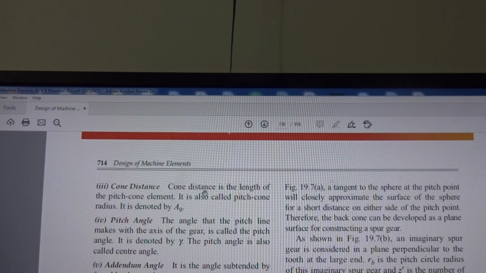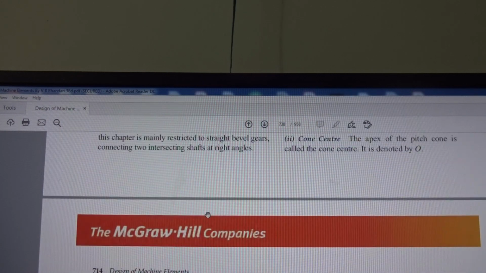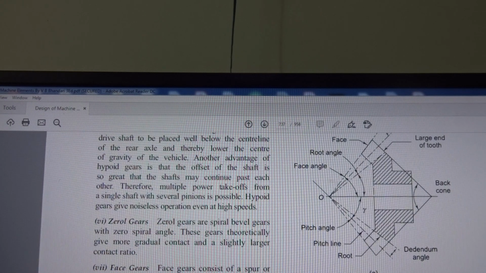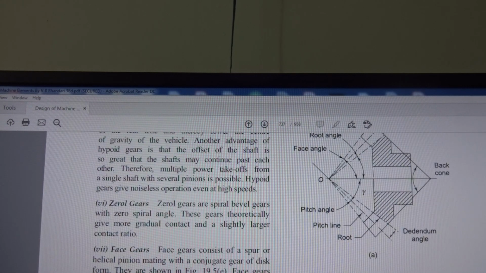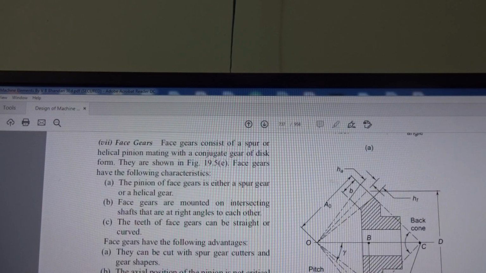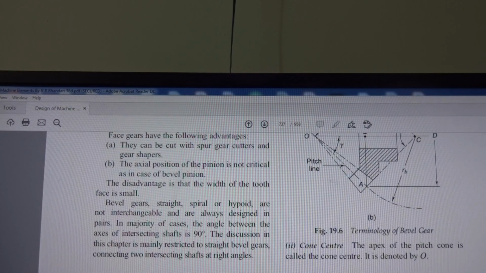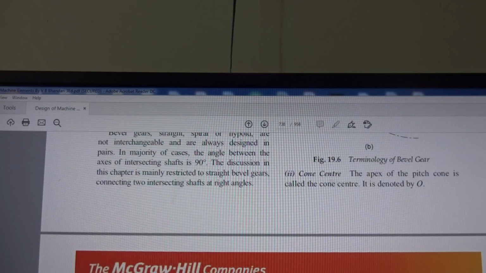What is the cone distance? Cone distance is the length of the pitch cone element. It is also called the pitch cone radius. It is denoted by A naught. Here this one is the pitch cone, this one is the cone distance. Pitch angle, already I discussed pitch angle.